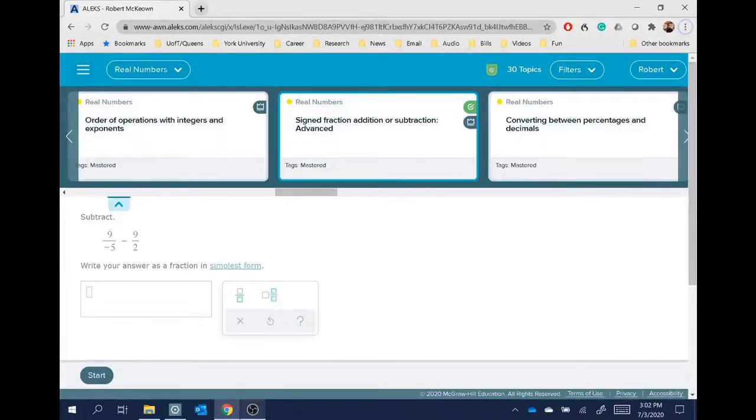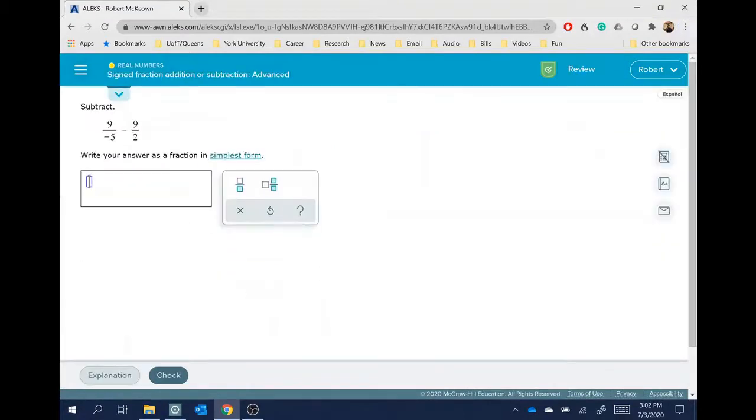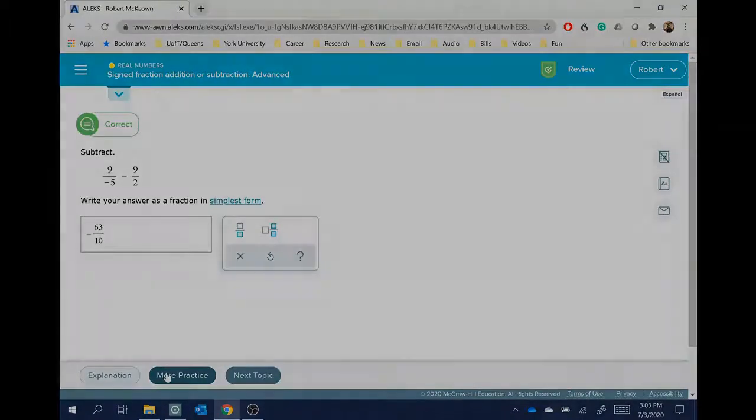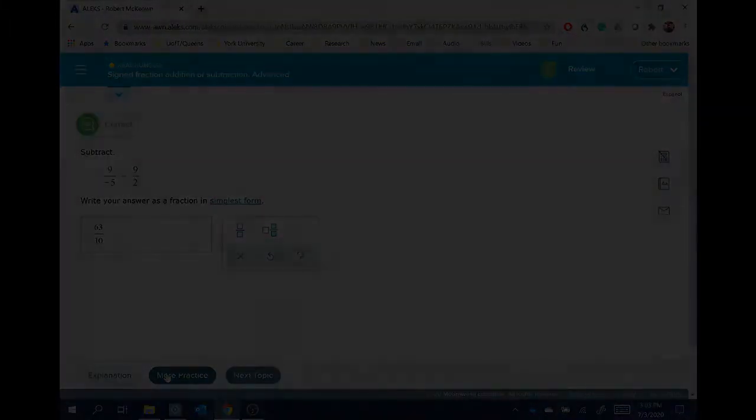Shifting back to ALEKS, here's the question in ALEKS. It's the exact same question we saw before, and I'm going to keep it as a fraction. So I like to have it as negative 63, and then I'll click on this little character there, over 10. And I'll click on the check button, and we'll see if I've got the right answer. I've got the right answer, so negative 63 over 10.